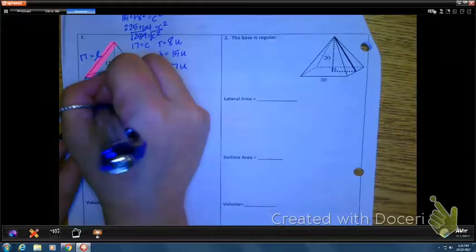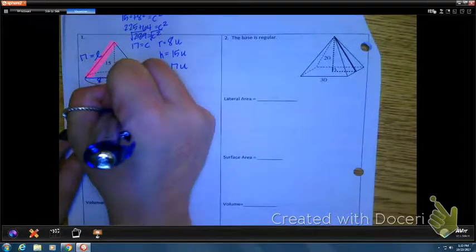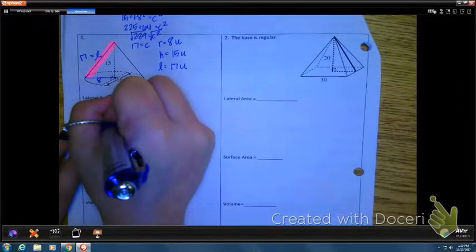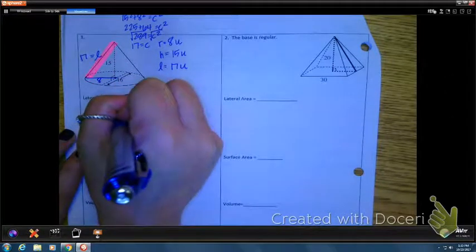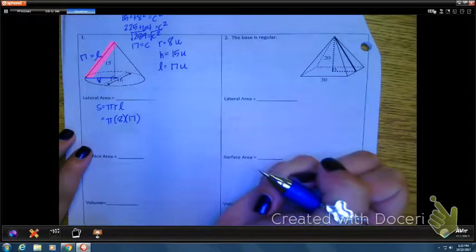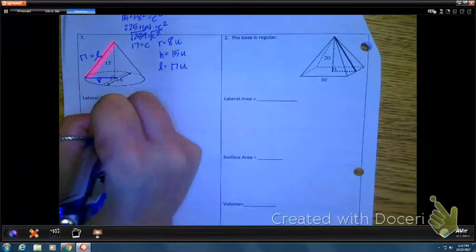So again, lateral area, pi r L. So you have pi times your radius, which is 8, times L, which is your slant height. Go ahead and leave it in terms of pi.